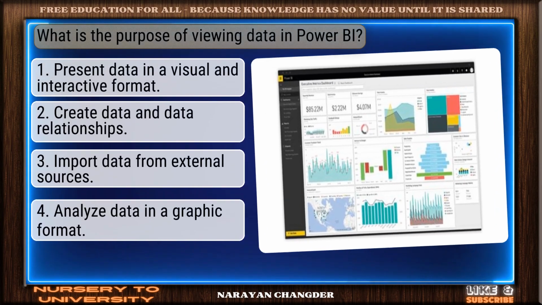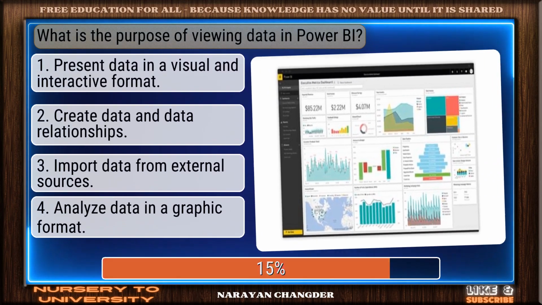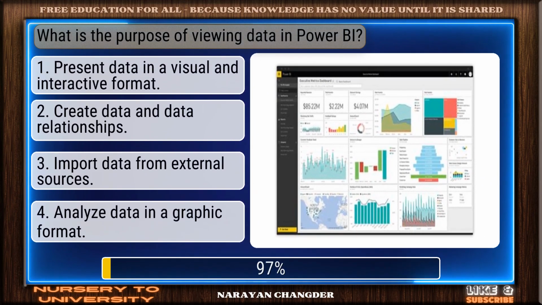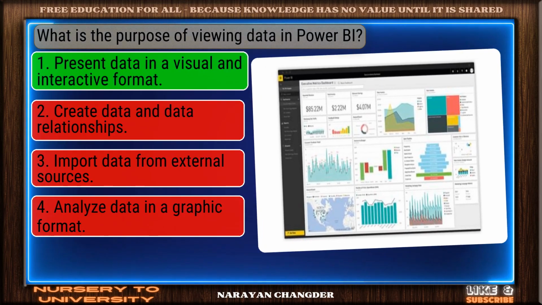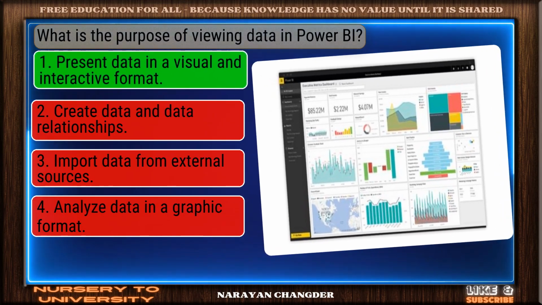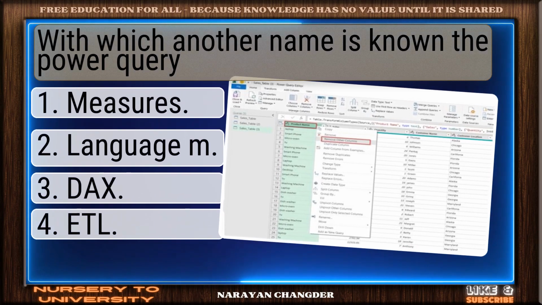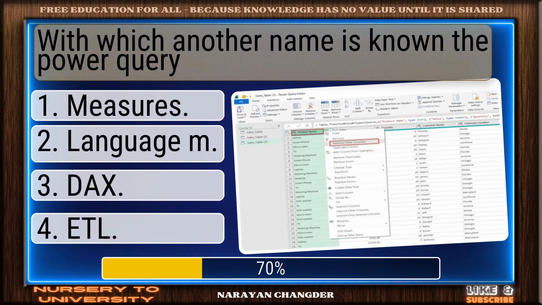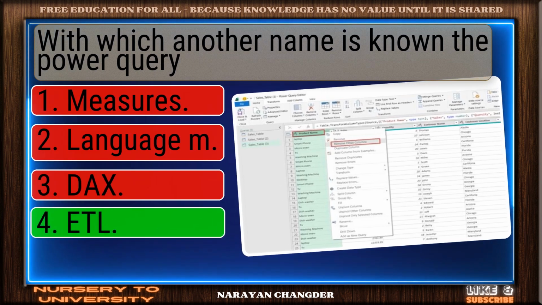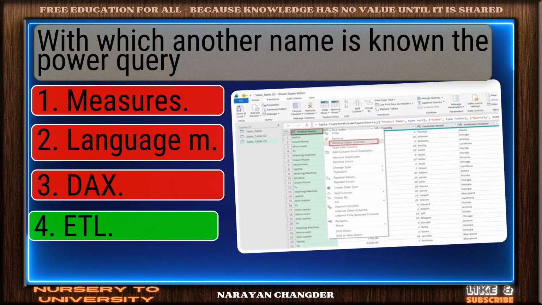Question number 23. What is the purpose of viewing data in Power BI? You chose present data in a visual and interactive format. And it is correct. Question number 24. With which other name is Power Query known? Clear logic. Your choice, M, is sound and 100% true.